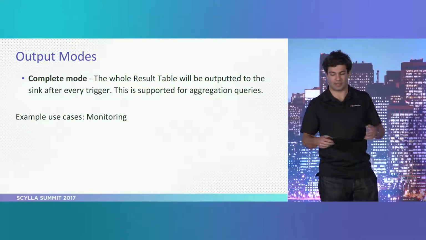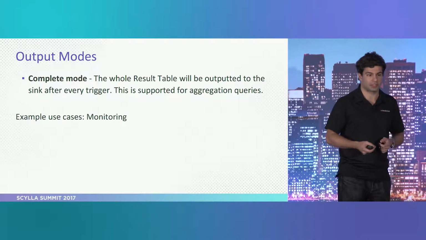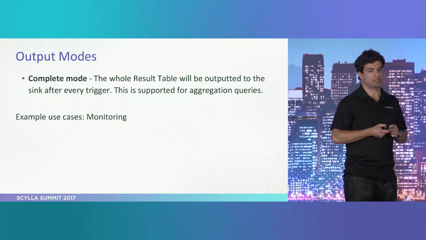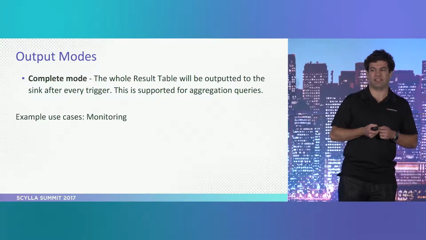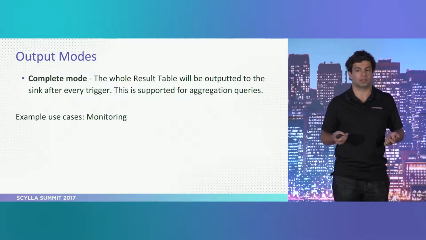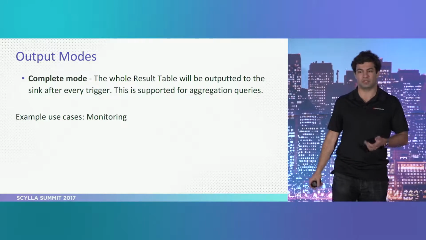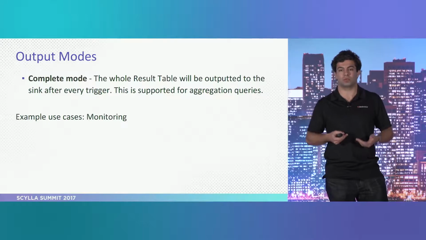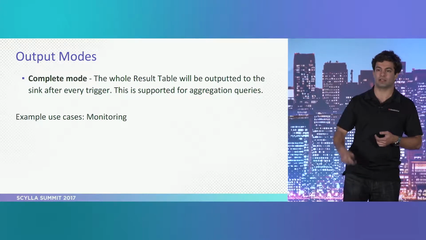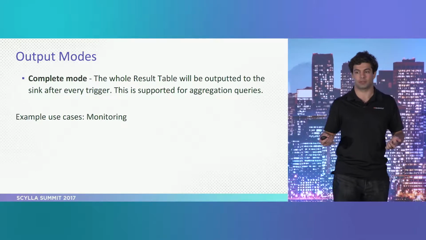Complete mode, like I said, is basically outputting everything to your sink after every trigger. This is currently supported for aggregation queries. You can't do this for ETL cases, because that just means you have to save all the data in memory and output to your ETL output table every single trigger, which is infeasible. So for aggregation queries, we assume that you'll have some bounded data, so you can output this data every single time. And an example use case for this is monitoring.